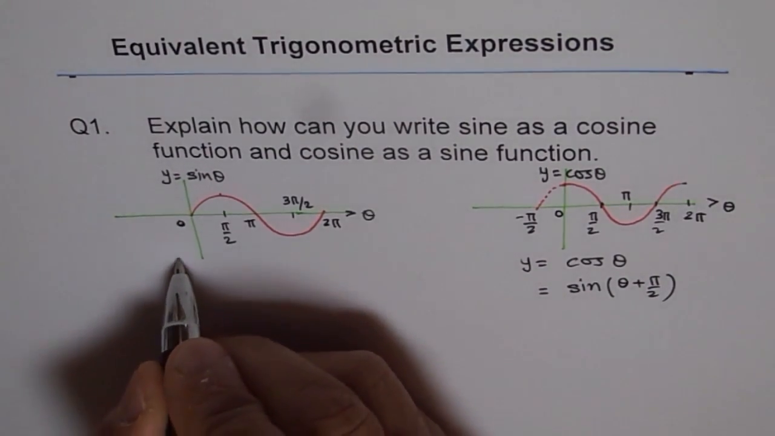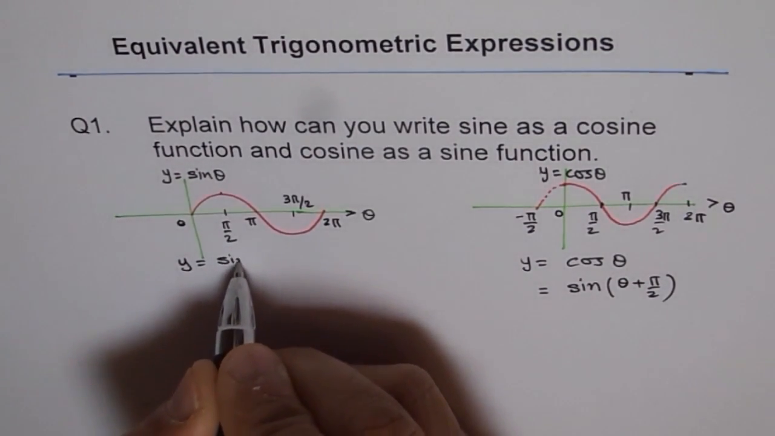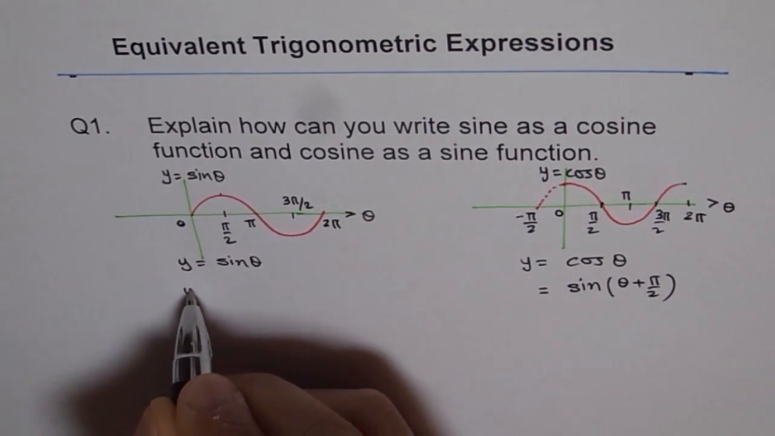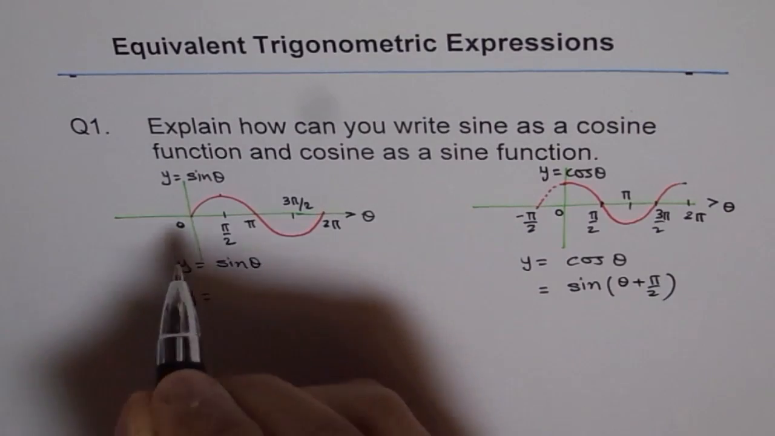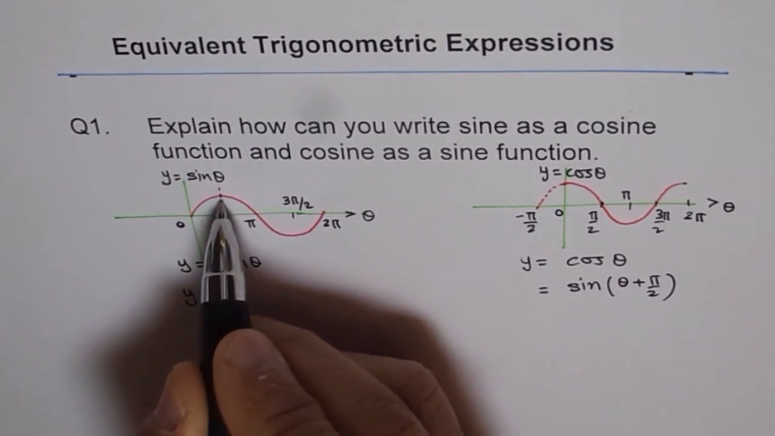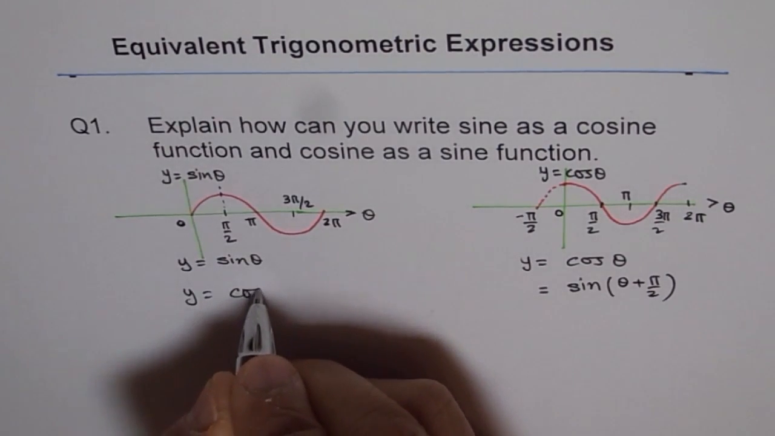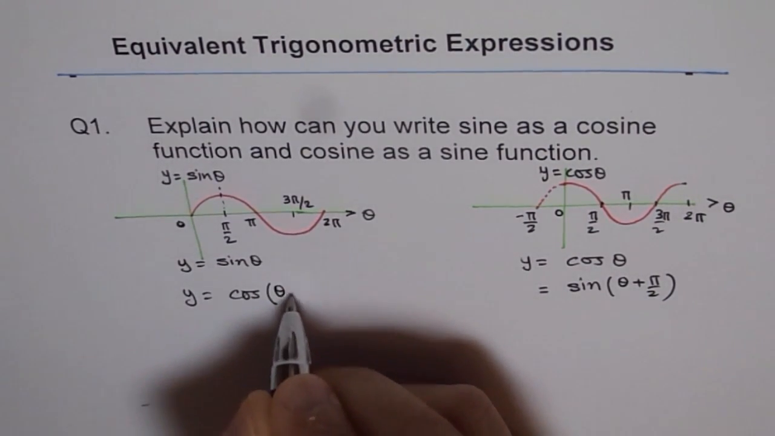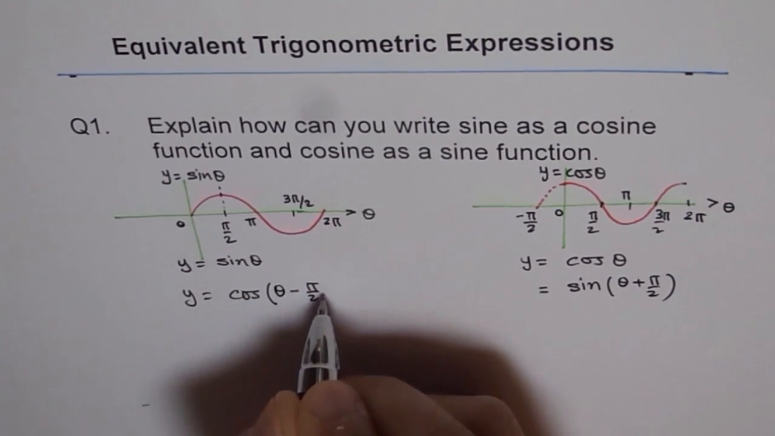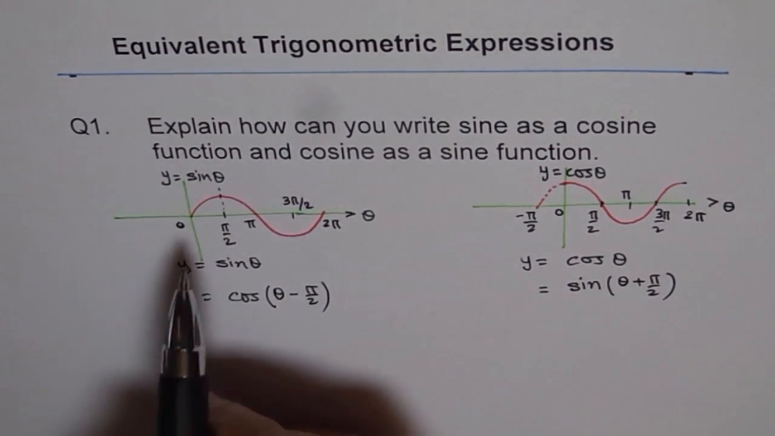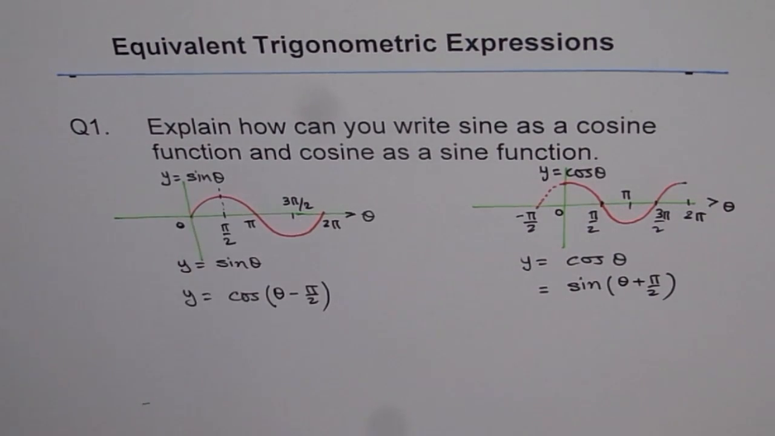Now here the function given to us is y equals sine theta. If I have to consider this as a cos function, then actually speaking, cos is starting later by pi by 2, and therefore I should write this as cos of theta minus pi by 2. Minus pi by 2 indicates that the cos graph has actually shifted pi by 2 units to the right. So that is how sine and cosine are related.